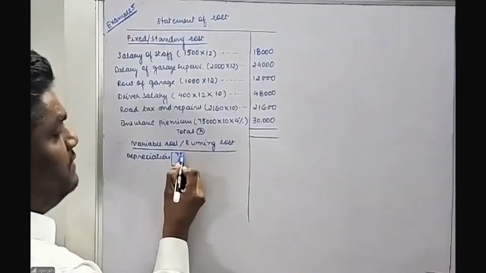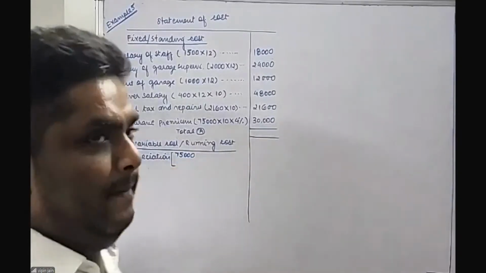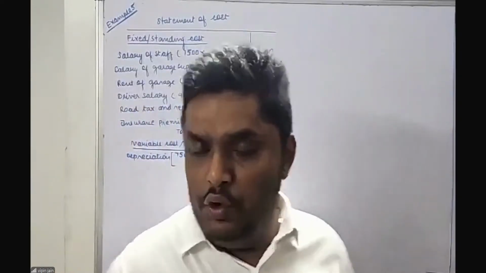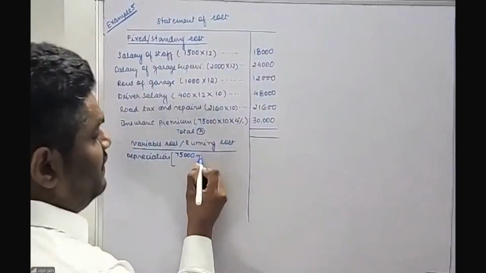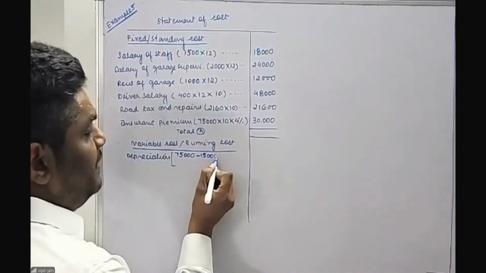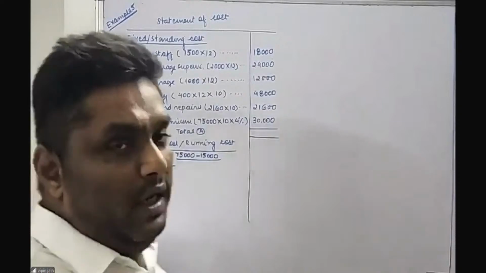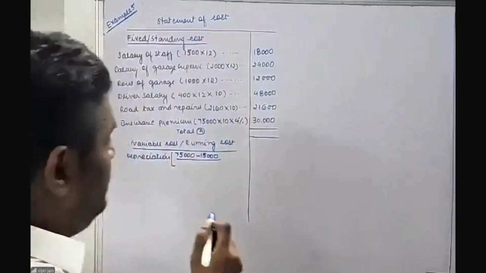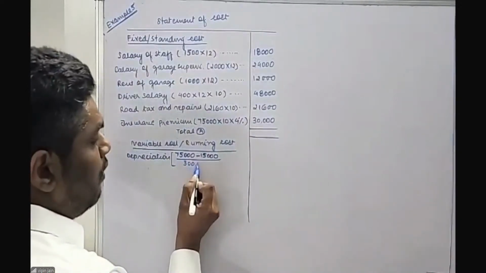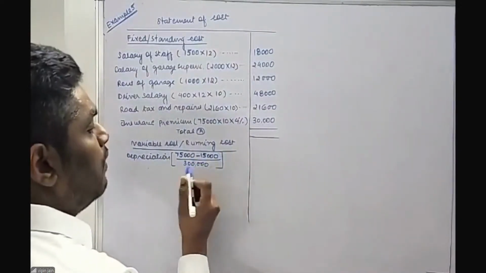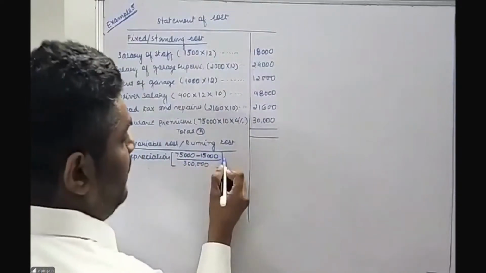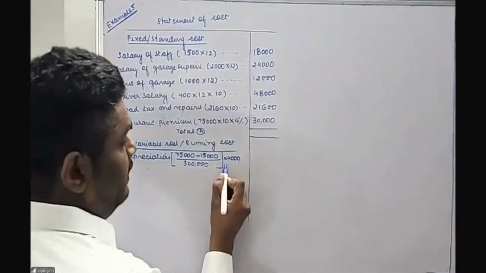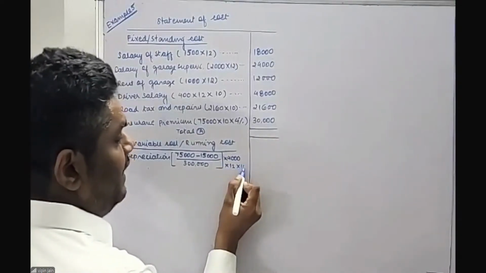So 75,000 is the cost of the taxi. Further, the scrap value that we will be getting after the useful life is 15,000 rupees, divided by the total useful life in kilometers, and that is 3 lakh kilometers. In a particular month, we run for 4,000 kilometers into 12 months into 10 taxis.